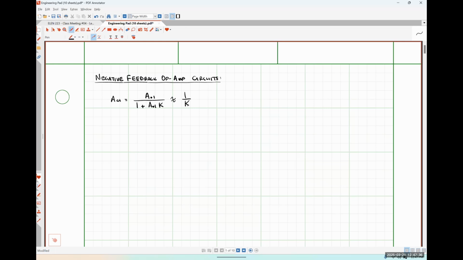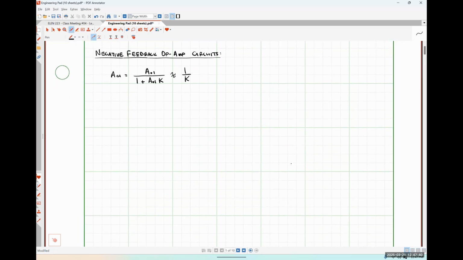Find the right notes. Here we go. So let me just make a little note here. Gain desensitivity. Hope I spelled that right. Looks like I did.